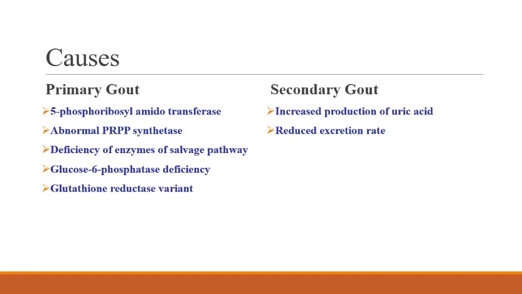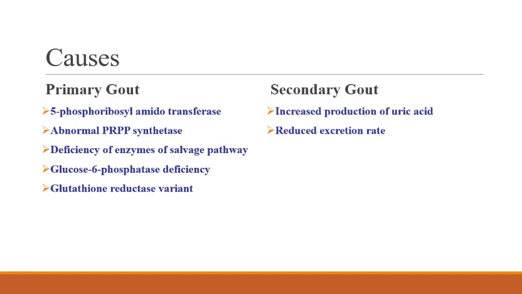The second one is abnormal phosphoribosyl pyrophosphate synthetase. It is an enzyme that is not subject to normal allosteric control mechanisms, and this could lead to an increased production of phosphoribosyl pyrophosphate. This condition is X-linked and recessive. The third one is deficiency of enzyme of salvage pathway. This would result in increased availability of phosphoribosyl pyrophosphate and decreased purines. So feedback inhibition is lost.